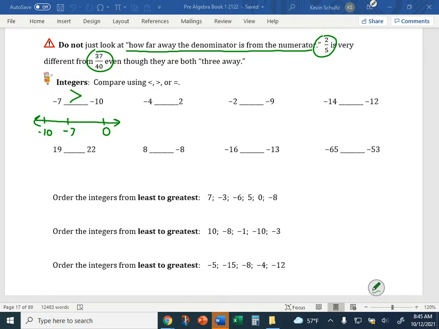Sure. -4 and +2. Less than. This is kind of straightforward because obviously any negative number is going to be less than any positive number. For the same reason we talked about here, negatives are further to the left on the number line than positives are. All right. -2 and -9. What symbol is going in there? -2 compared to -9. Tony? -2 is greater than -9.